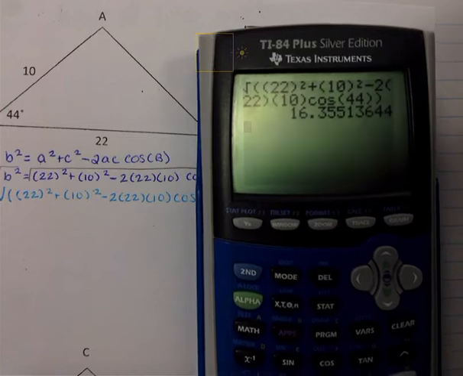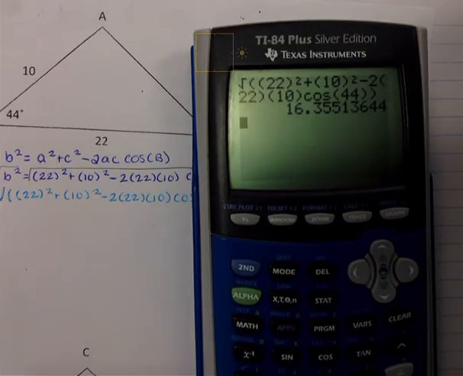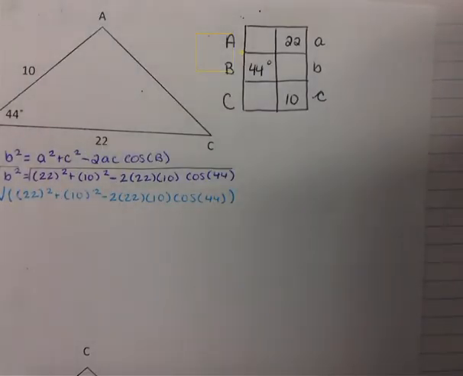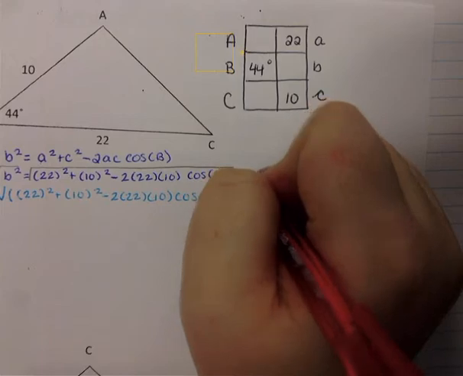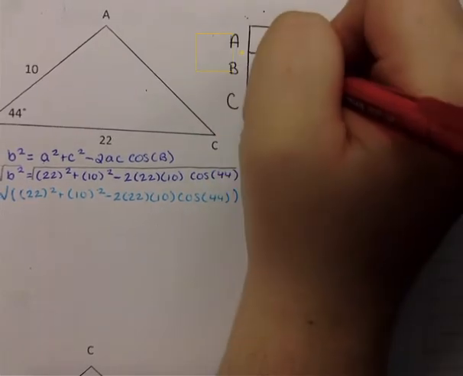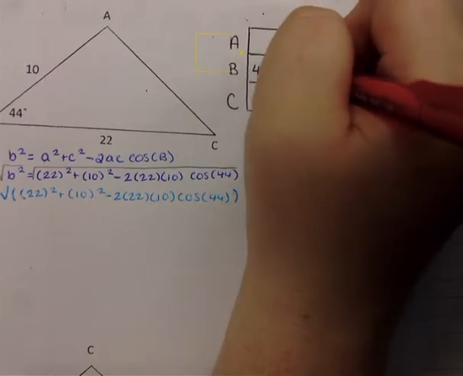Round to the nearest tenth is 16 and 4/10. So we end up getting B is approximately 16 and 4/10. So I can put that in my chart.